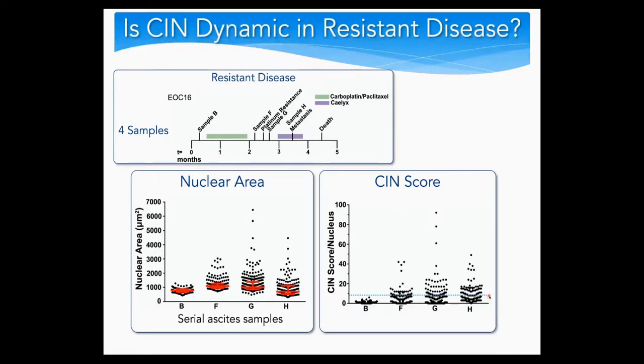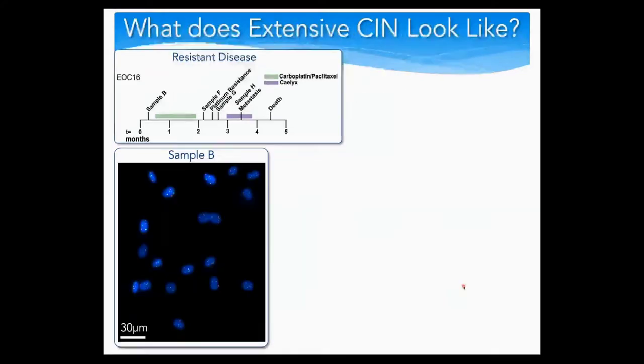And what you'll notice in these last few samples is that she has a large number of nuclei with a tremendous amount of aneuploidy or CIN within them. So that extensive amount of aneuploidy or high levels of CIN occurred shortly before she ultimately succumbed to the disease. So we think it may be a biomarker indicating worse patient outcome.